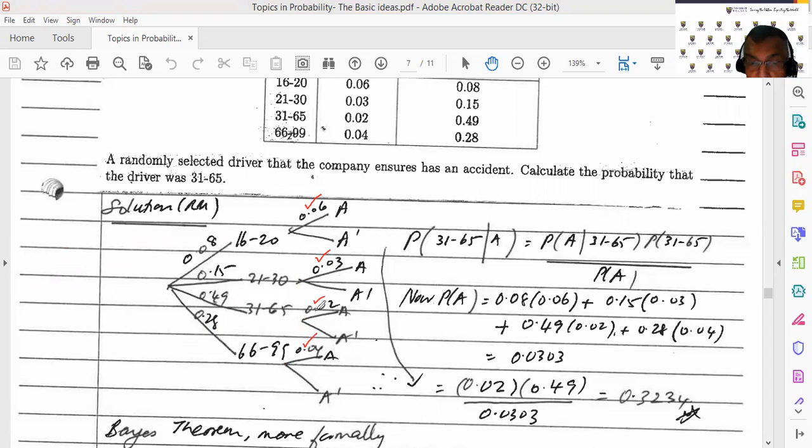Where do I get these numbers from? From the second column. What is the probability that this guy has an accident given that he's from 16 to 20? So look at the table, 6%, 0.06. I'm calling A an accident, right? Then you look at the next number, 0.03. What's the probability that this guy has an accident given that he's from 21 to 30? Enough said, I think you get the idea.